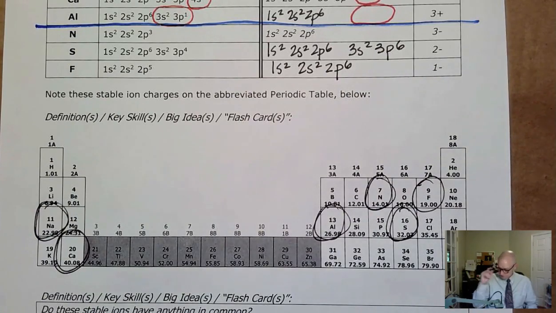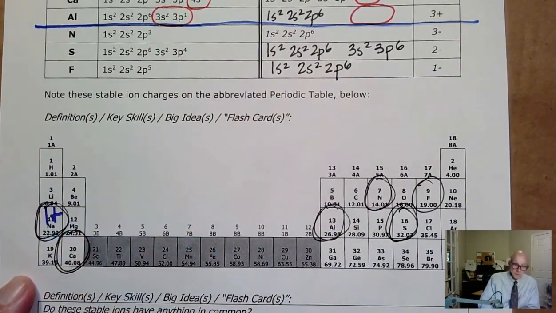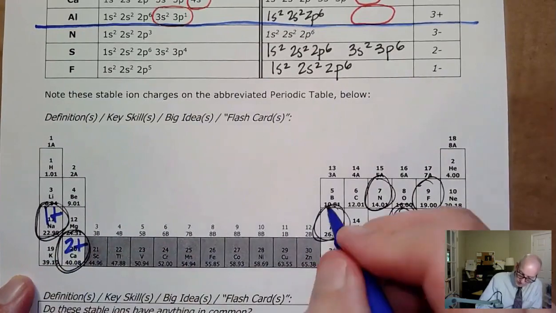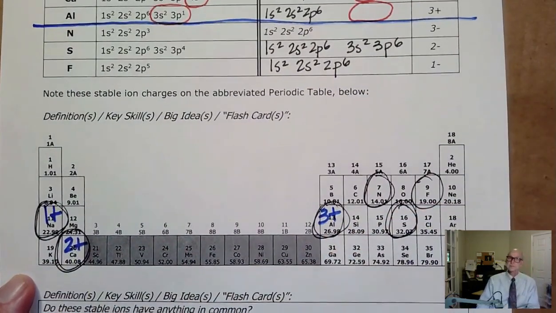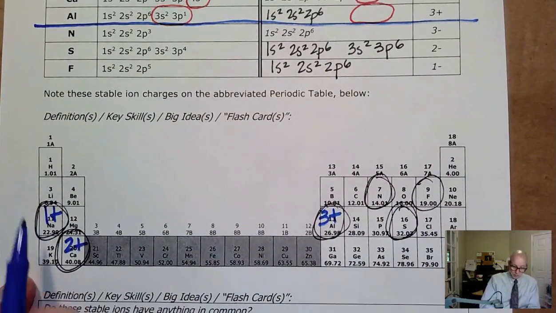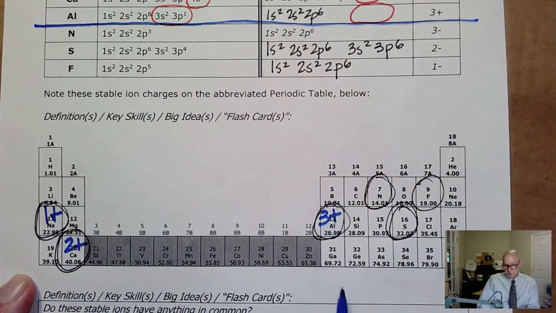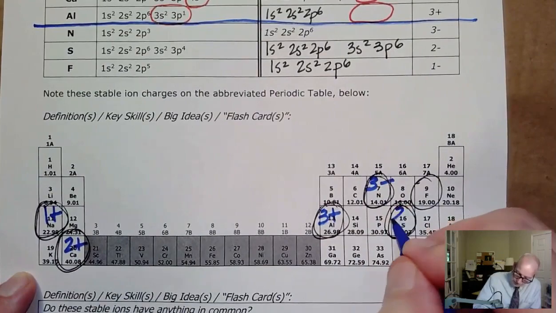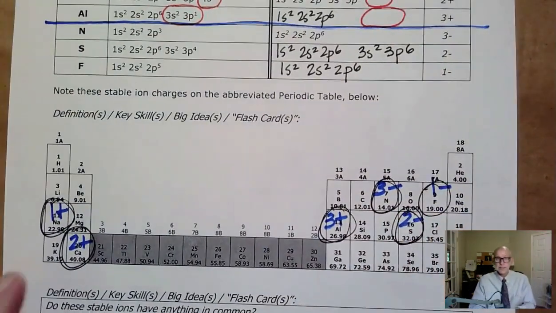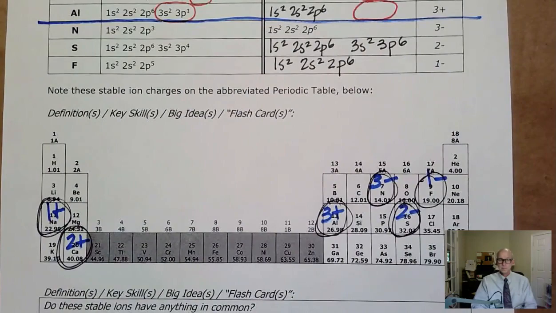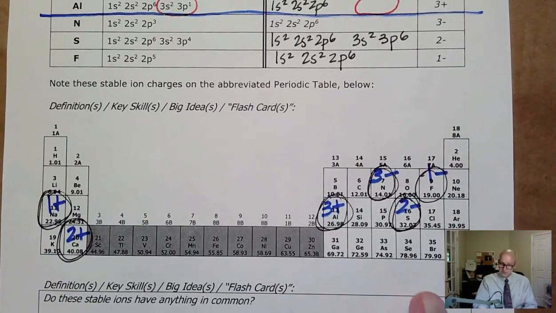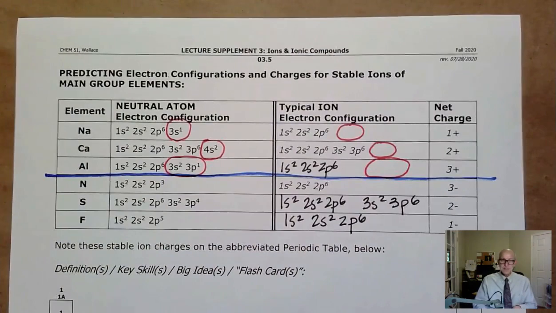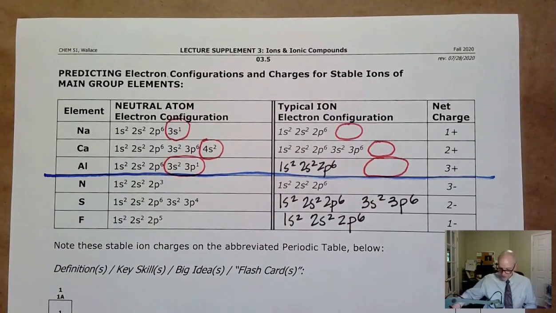You did it, right? And you said, whoa, 1 plus, 2 plus, 3 plus. It looks like maybe nature's given us a break. If I go over to nitrogen here, 3 minus, sulfur, 2 minus, fluorine, 1 minus. Whoa! Now, there's a hint. Do these stable ions have anything in common is the last question on the bottom of this page.